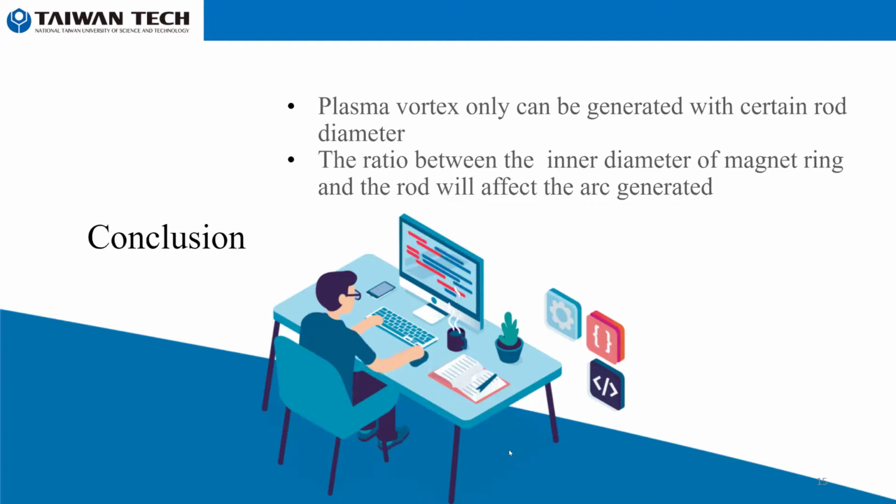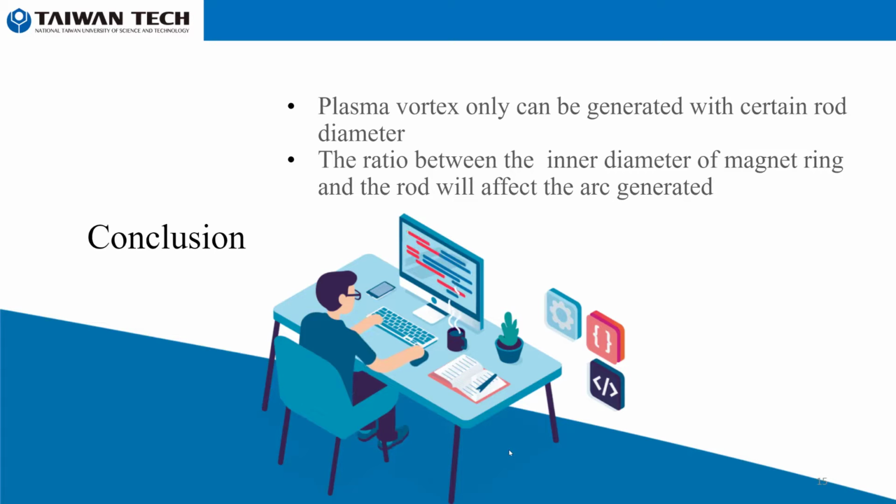Okay, so the conclusion. The plasma vortex can only be generated with a certain rod diameter. What we mean by this is that, depending on the rod diameter, it rotates differently. Based on our experiment results, any diameter would still turn on the arc, but it will not rotate.